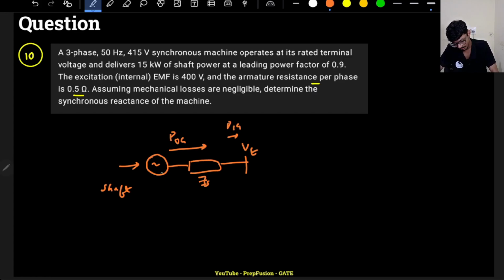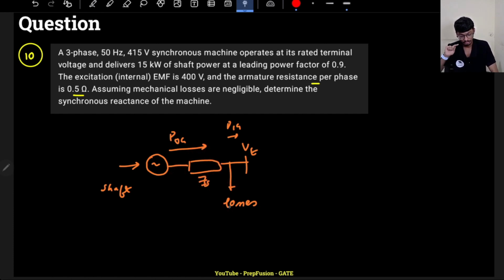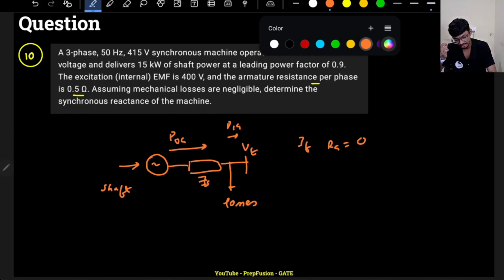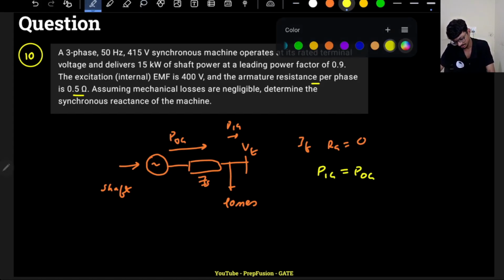So basically here there will be a few losses, copper losses, because here I have armature resistance. If I have armature resistance, then due to the copper losses, PIG and POG will not be the same. If armature resistance RA is 0, we have already done this: whenever we make RA 0, your PIG and POG are the same. So that is the thing basically over here.